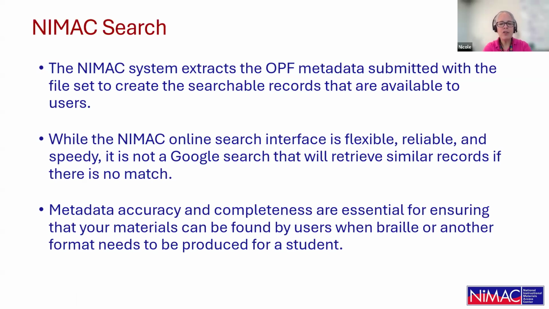Even though the NIMAC search interface is pretty reliable, it's speedy, it's a good search, but it's not a Google search. So in other words, if you get the ISBN wrong, the NIMAC isn't going to be able to say, did you actually mean this book? Your search is either going to succeed or it's not going to succeed. And so that metadata accuracy and completeness are really important.